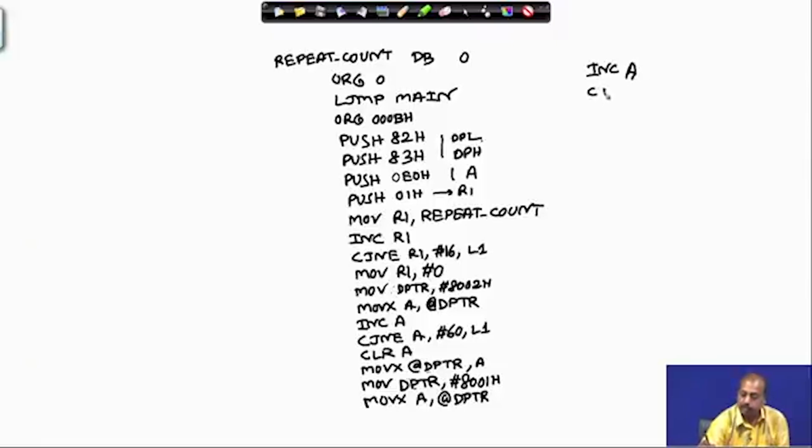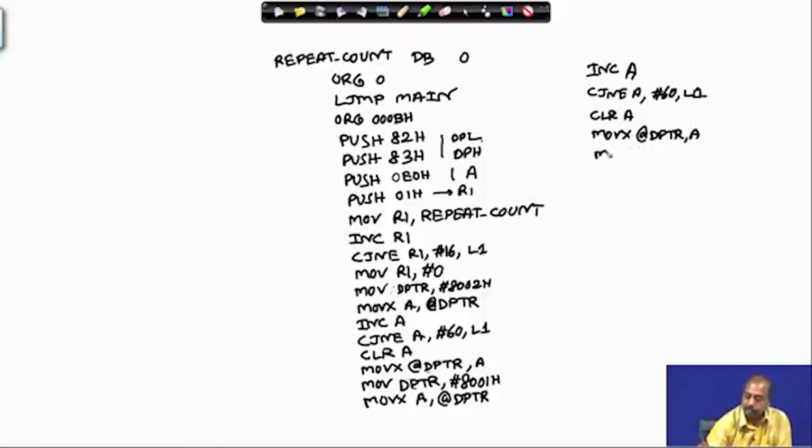So, again we compare, CJNE A, #60, and if it is not 60, then nothing needs to be done. But if it is equal to 60, then I have to clear A, then store this pattern onto the memory location for the minute, and then do the update. So, I need to do a MOVX @DPTR, A, fine.